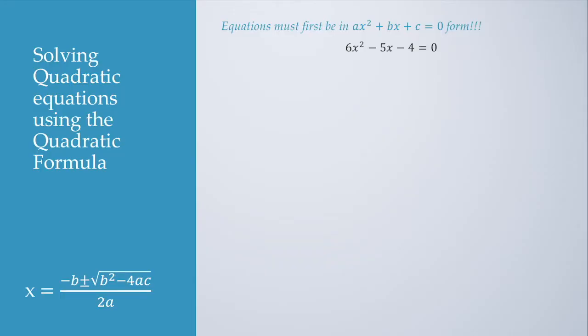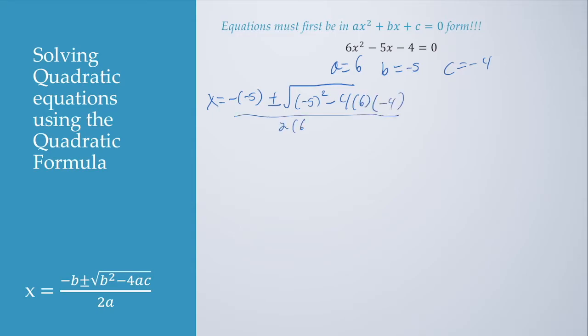So let's work through an example. The first thing you always need to remember is that the equation must be in standard form. So I always want to start by labeling my ABCs. In this case, A is 6, B is negative 5, and C is negative 4. I have x is negative b plus or minus the square root of b squared minus 4 times a times c all over 2 times a.